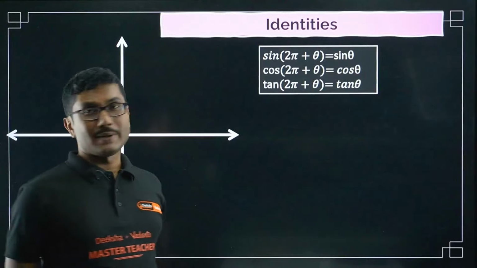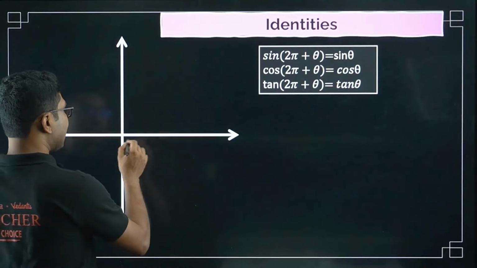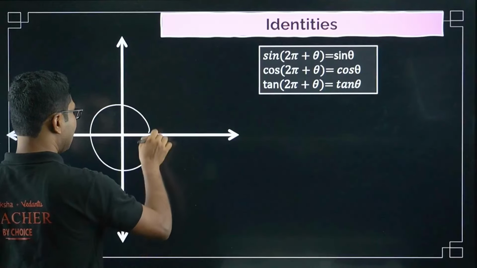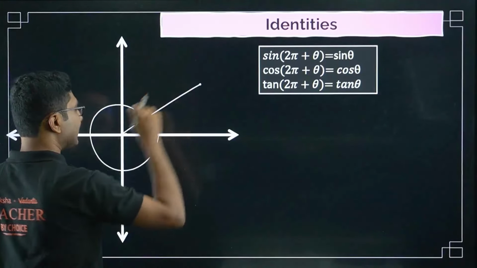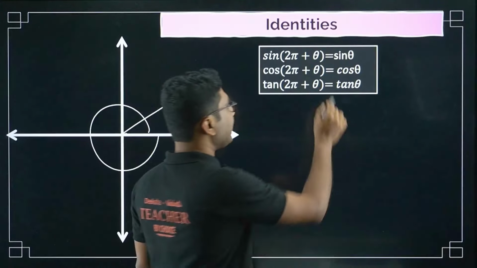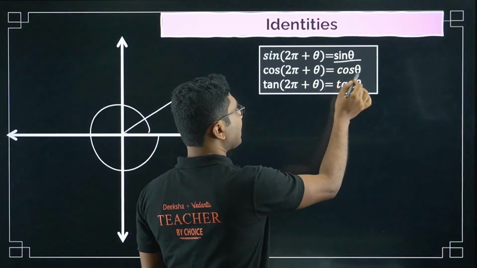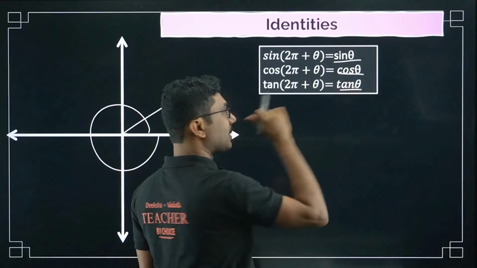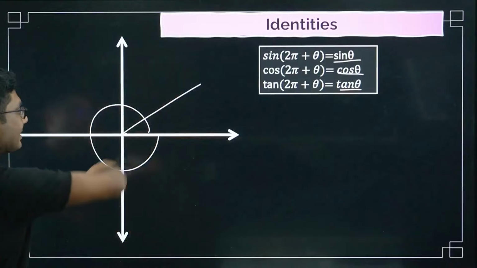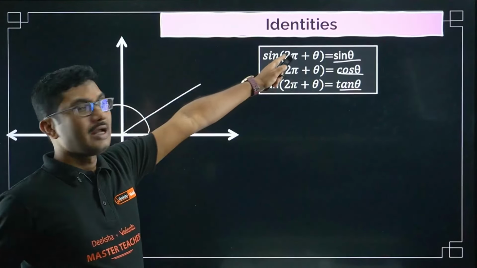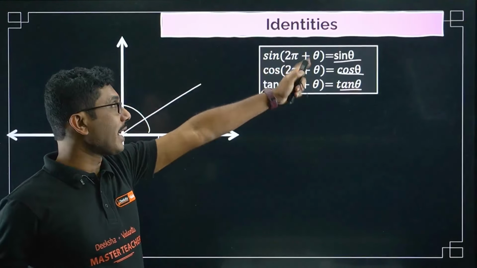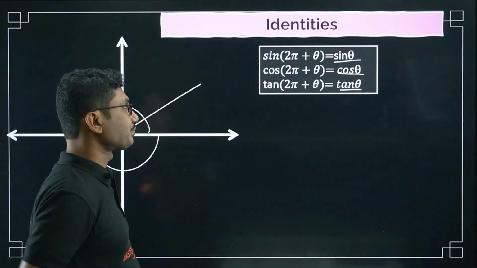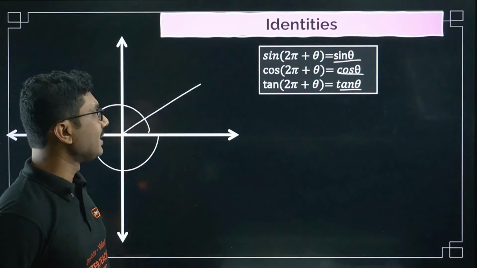Okay, now a few identities. Sine 2 pi plus theta. 2 pi plus theta means this angle is 2 pi, and plus theta means it is always in the first quadrant, so it is sin theta. Cos 2 pi plus theta is cos theta. Tan 2 pi plus theta is tan theta. Okay, everything is in first quadrant. So if you are adding 2 pi, then obviously everything will be plus.